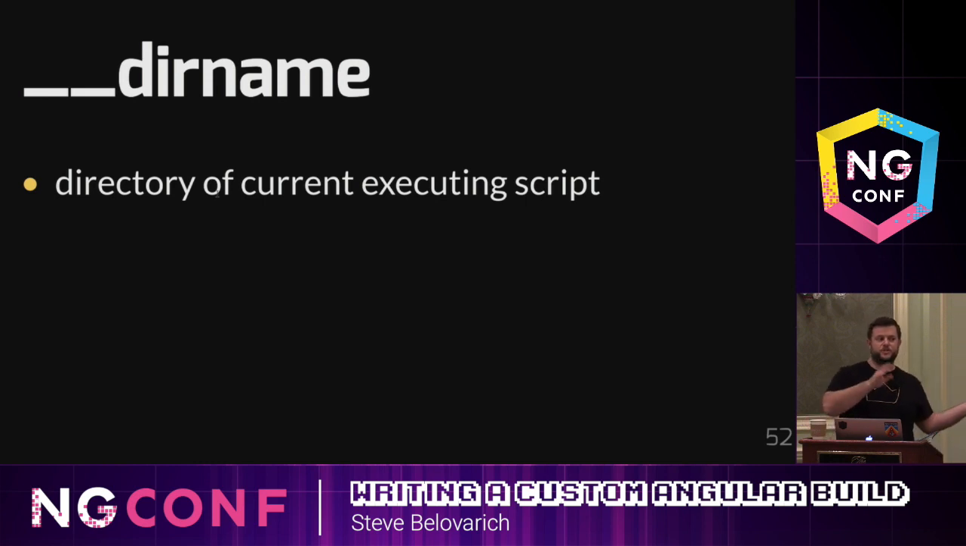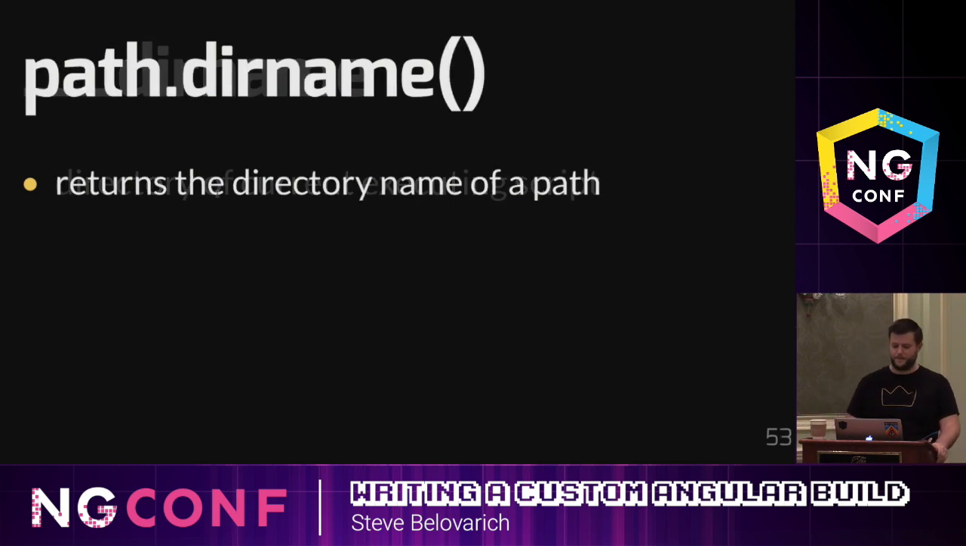And people are going to install the CLI all different places. So now that we're using __dirname, we can make this dynamic, right? Rather than forcing our users to install it in a specific location on their computer. Path.dirname should not be confused with __dirname. Path.dirname will return the current directory name of a path that we are working with right now, like a string that is a path.